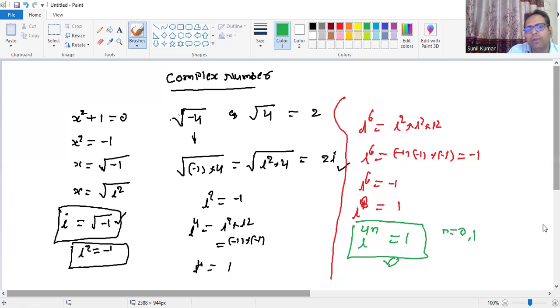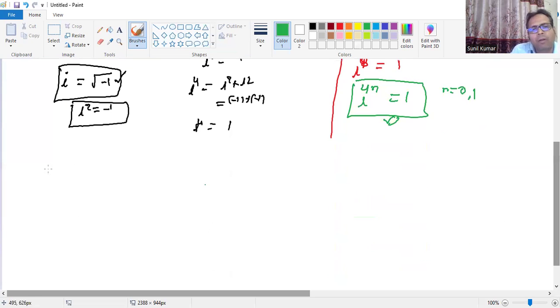Similarly, if you are going to find the value of i power 6, we are getting minus 1. Before that, we already found the value i square is minus 1. So we can see the difference between these two powers is 4. Next, suppose we have i to the power 10. What will we get? Again minus 1. How? We can write i power 10 as i power 8 into i power 2.